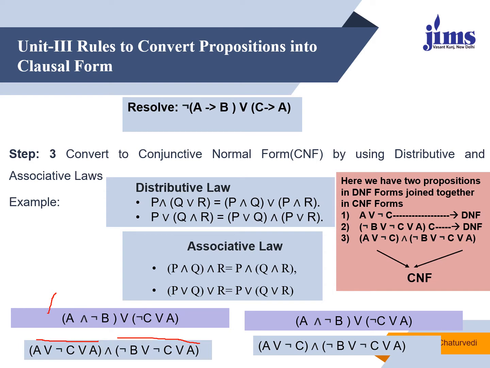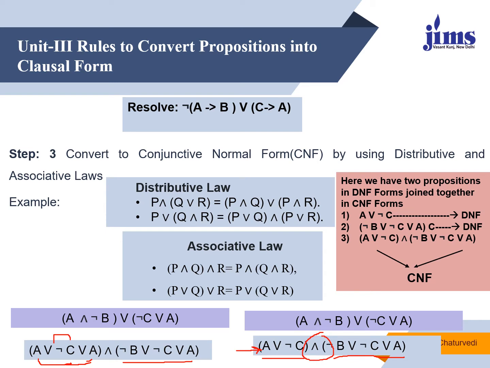Now one more change can be made over here. What is that? Look over here, this A or A can also be written as A. So this A or A will get replaced by A, then we are left with or not C, and here the symbol of and will be there, then for the other proposition there will be no change, not B or not C or A. So now finally we have one proposition as A or not C, another is not B or not C or A, and both are connected with the logical connective AND.